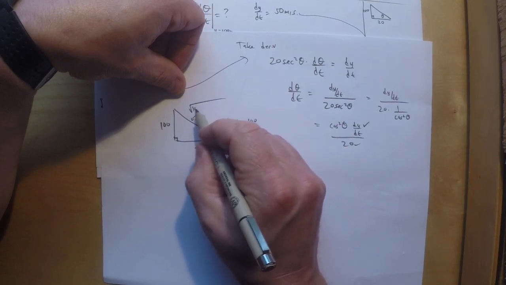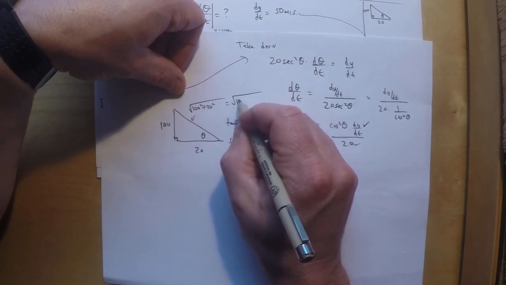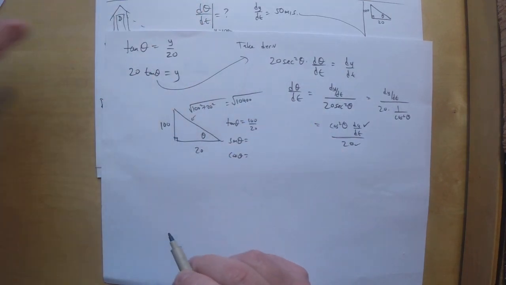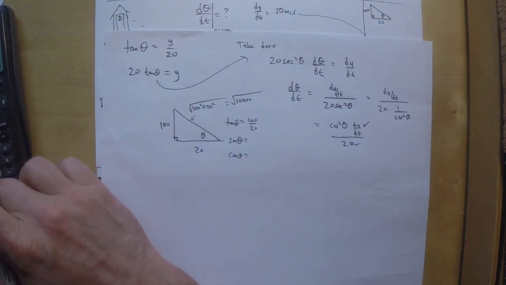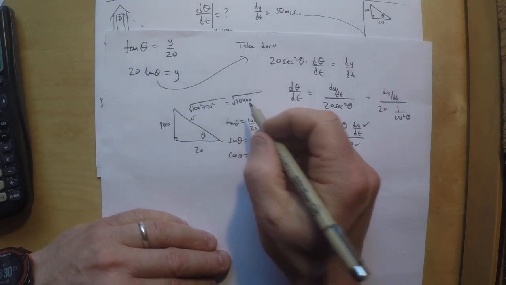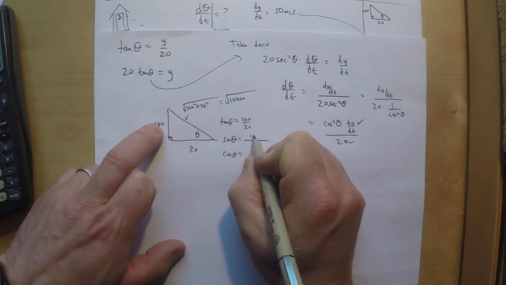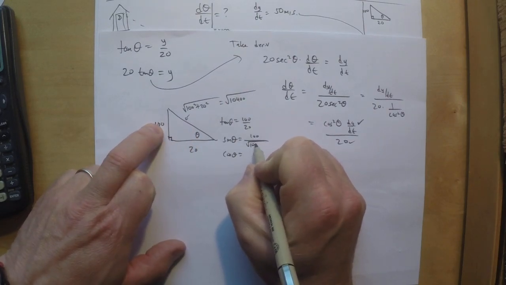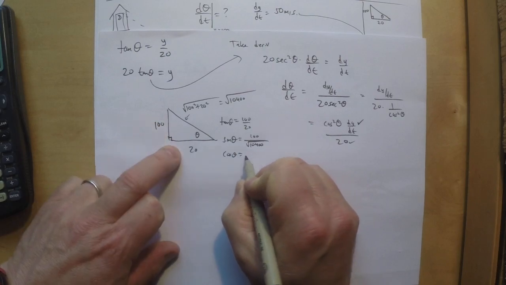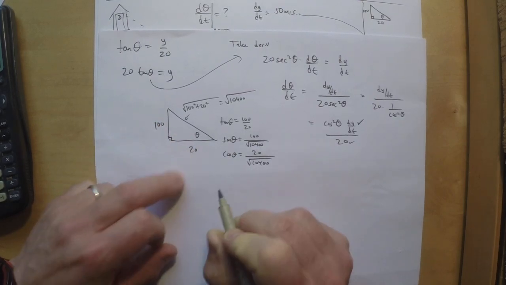I even know sine theta and cos theta, because I can work out this hypotenuse. This hypotenuse length would be 100 squared plus 20 squared. It'll be the square root of 10,400. I messed up earlier. Let's just make sure I'm not messing up on the stupid small stuff. Okay, good. So sine theta is going to equal 100 divided by root 10,400. Cosine will equal 20 divided by root 10,400.